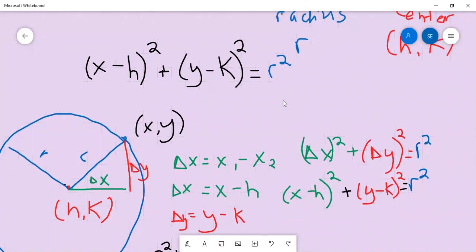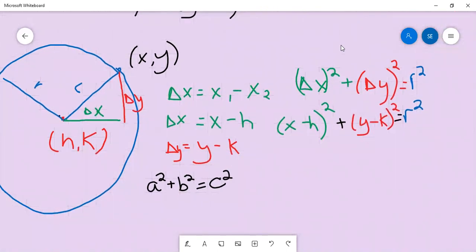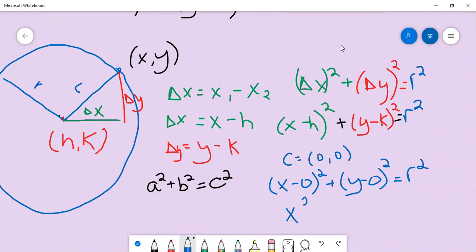Okay. So one other important thing before we start looking at examples and theories is what if our center is equal to 0, 0. This equation becomes x minus 0 squared plus y minus 0 squared is equal to r squared. So now we can simplify this. x minus 0 is just x. So this becomes x squared plus y squared is equal to r squared.